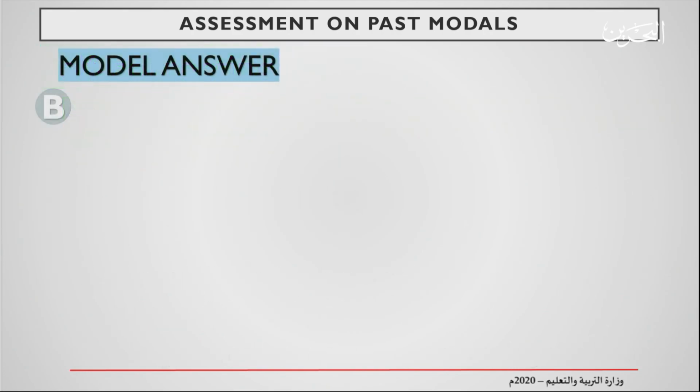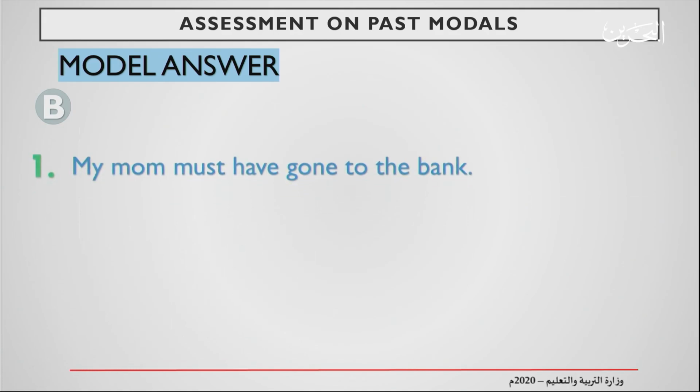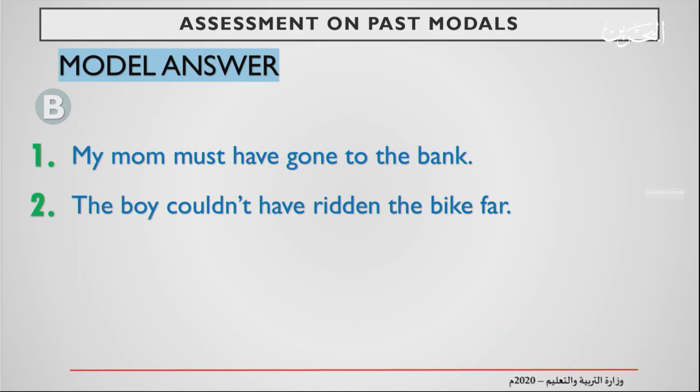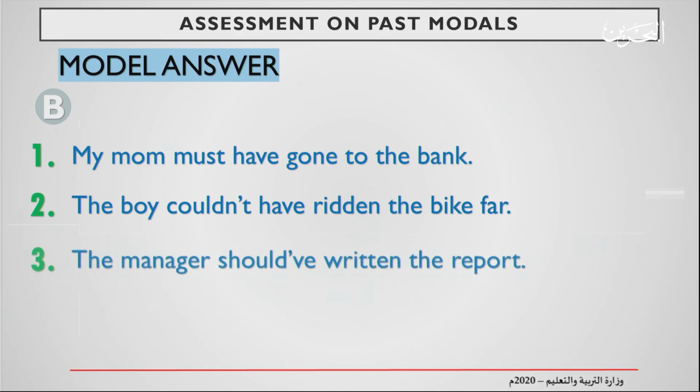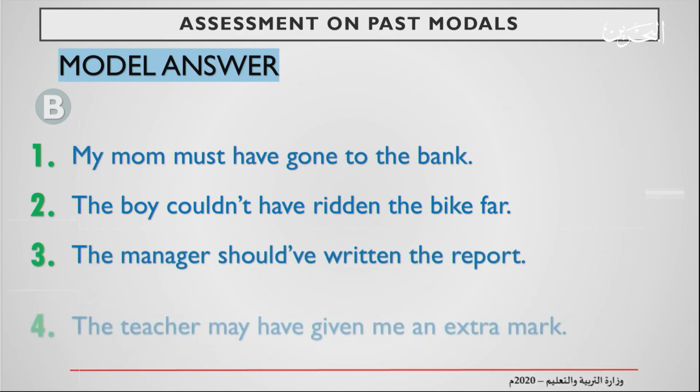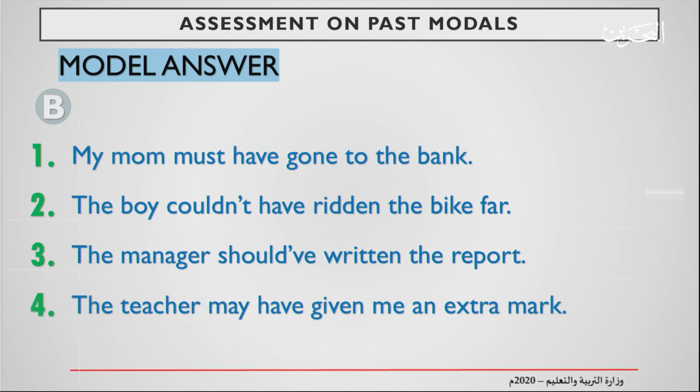Now, for the model answers for question B. Number 1, my mom must have gone to the bank. 2, the boy couldn't have ridden the bike far. 3, the manager should have written the reports. 4, the teacher may have given me an extra mark. Now compare both sentences and let's carry on.